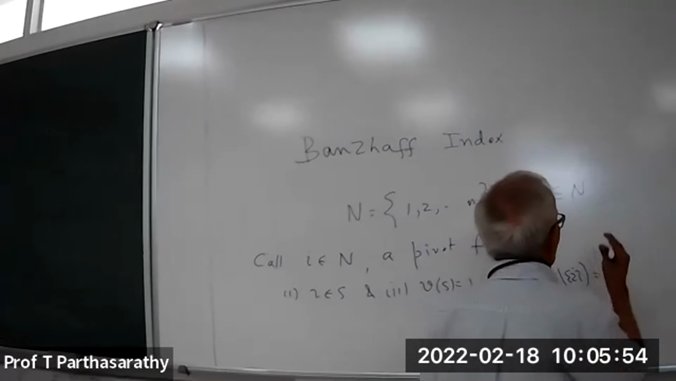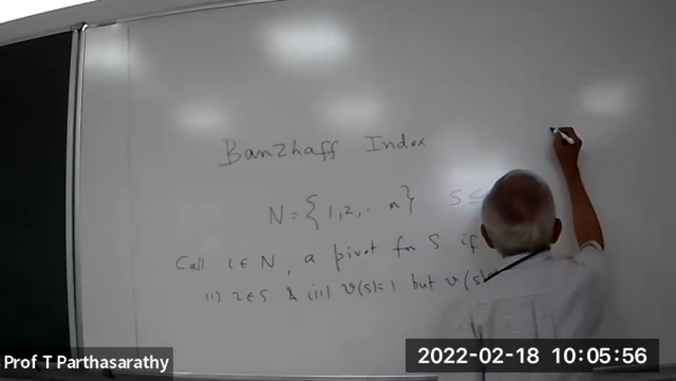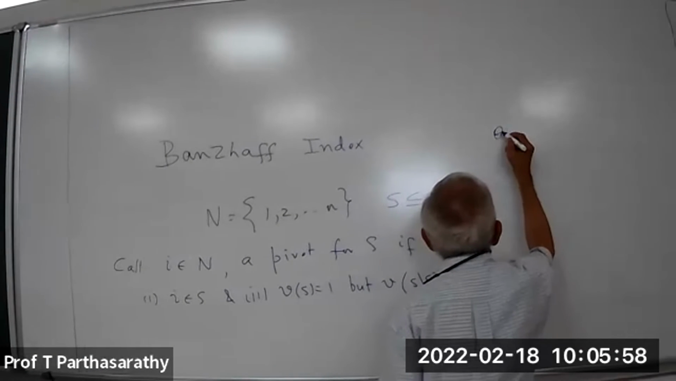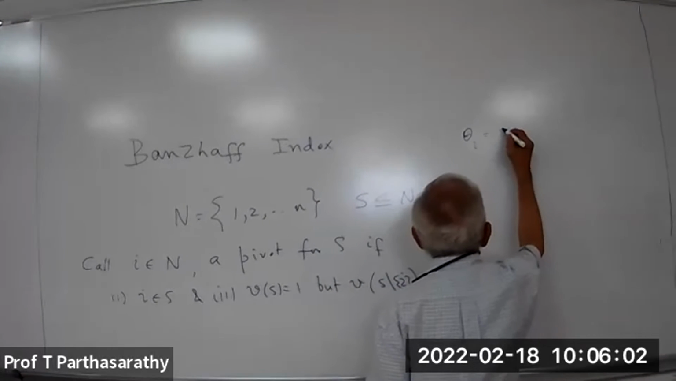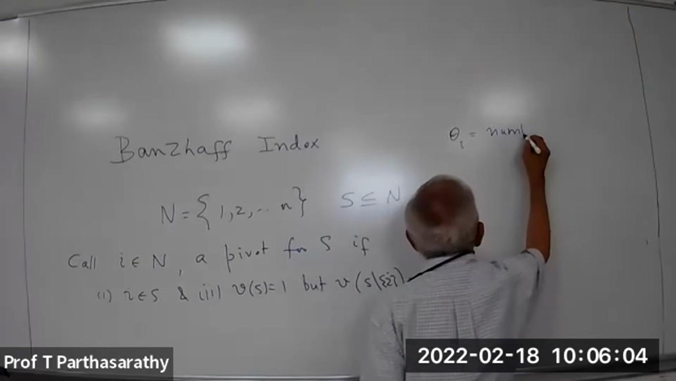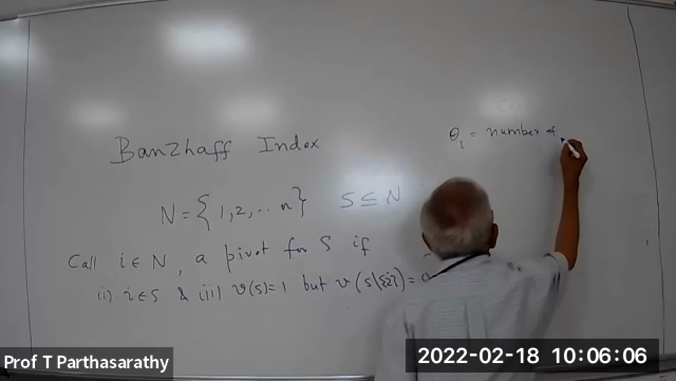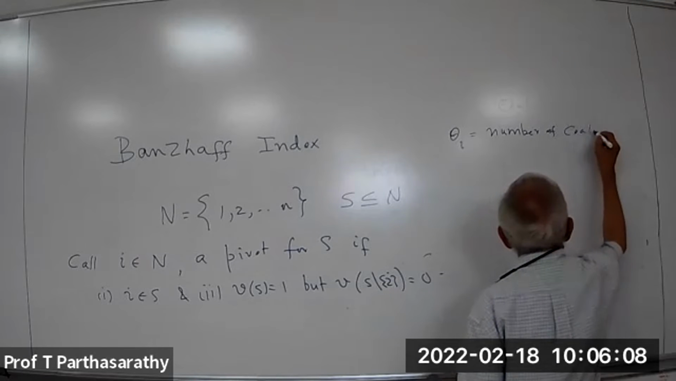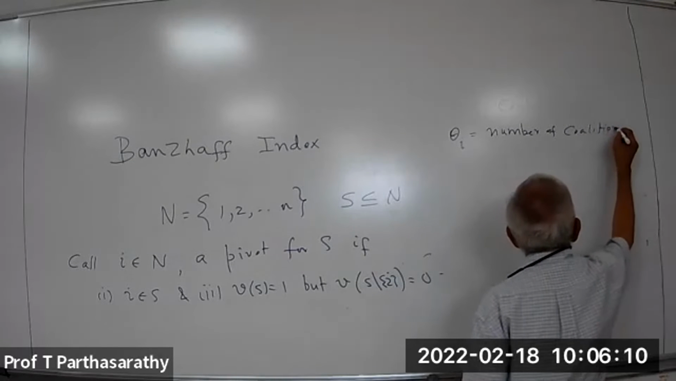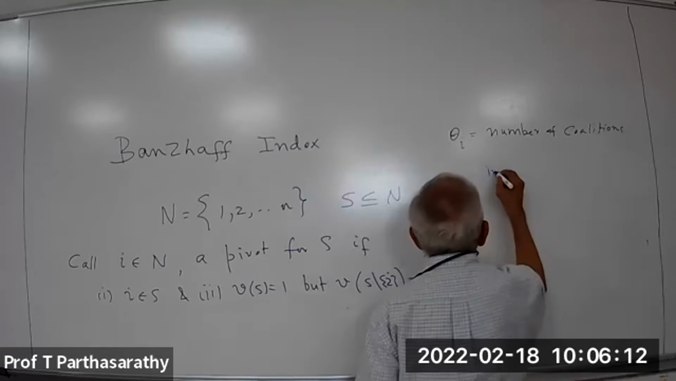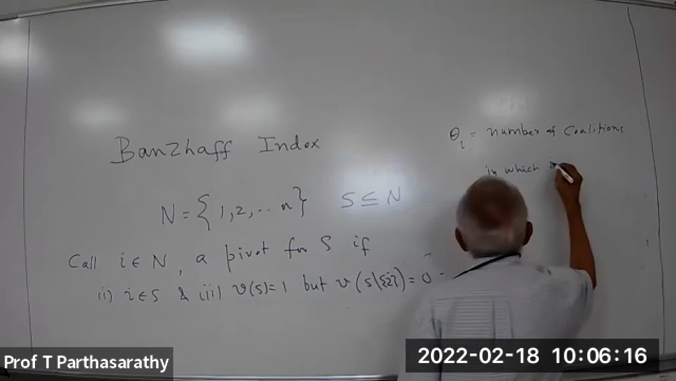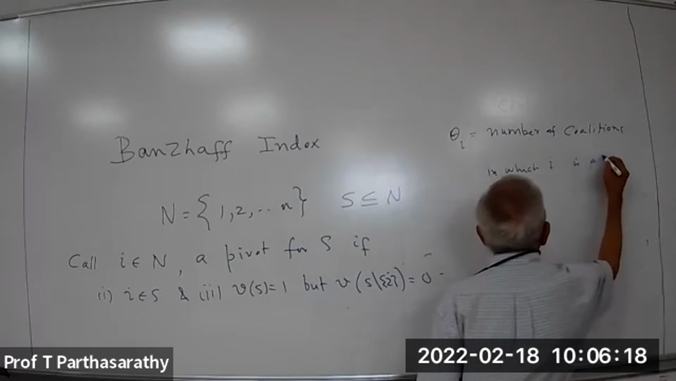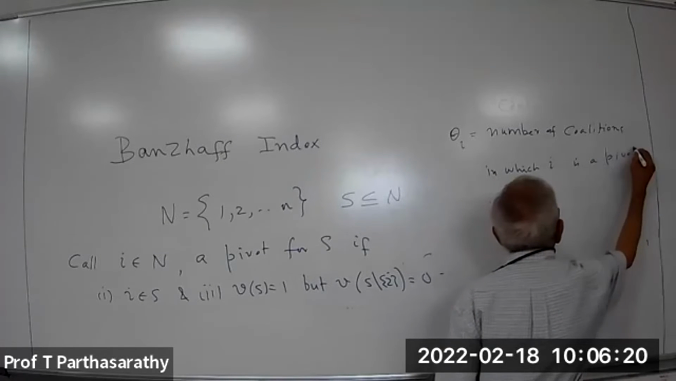Okay, now I am going to introduce the following. Define theta I to be the number of pivots, the number of coalitions in which I is a pivot, player I is a pivot.